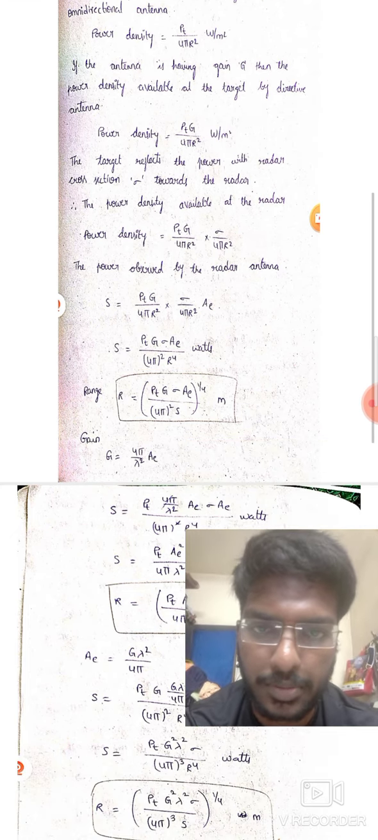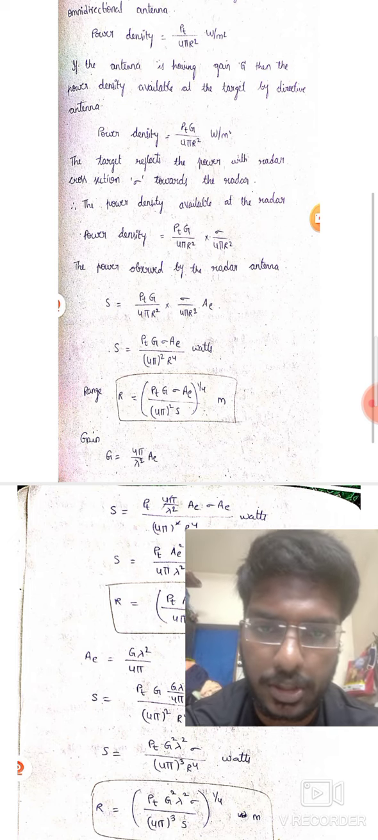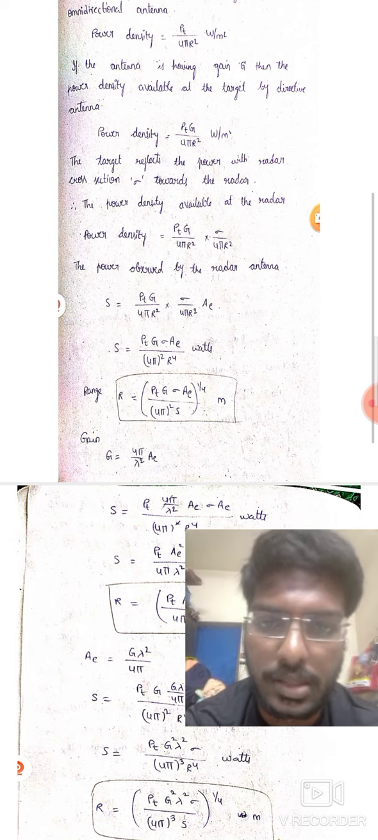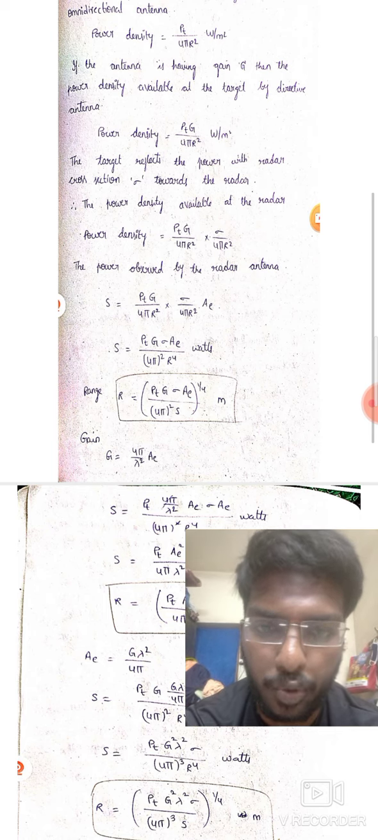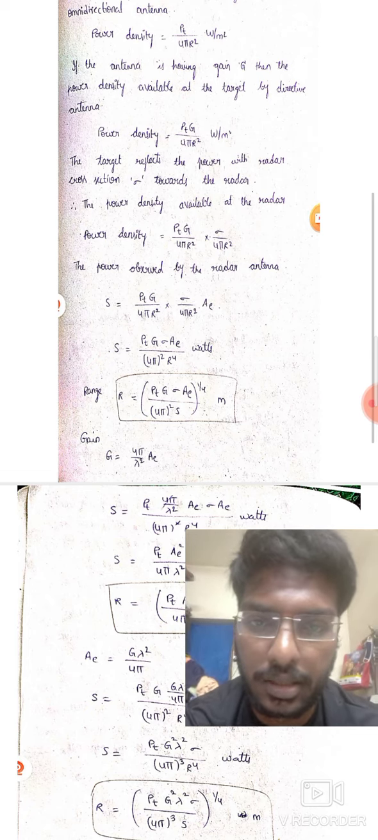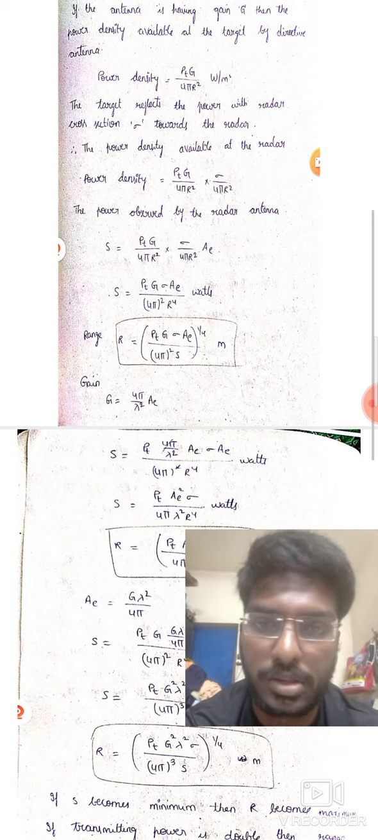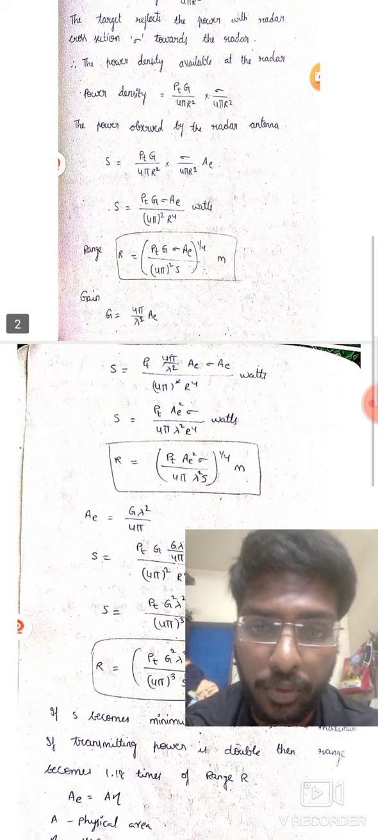The power absorbed by the radar antenna, S, is Ptg by 4 pi R square into sigma by 4 pi R square into Ae. So S is Ptg sigma Ae by 4 pi whole square into R power 4, in watts. By doing the mathematical calculations and simplifying for R, we get R equal to Pt into G into sigma into Ae by 4 pi square into S, whole power 1 by 4.